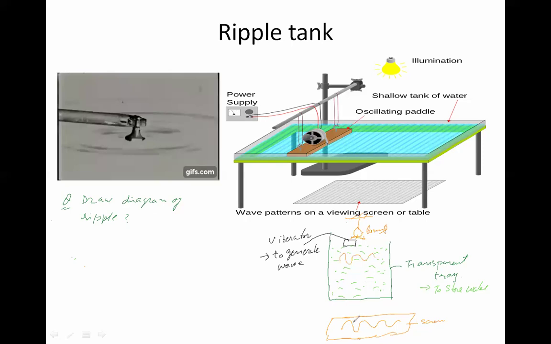When you can see the shadow, you can measure the wavelength with the help of a scale. It means, what is this ripple tank? This ripple tank is an apparatus used to study wave properties. What is a ripple tank? An apparatus.